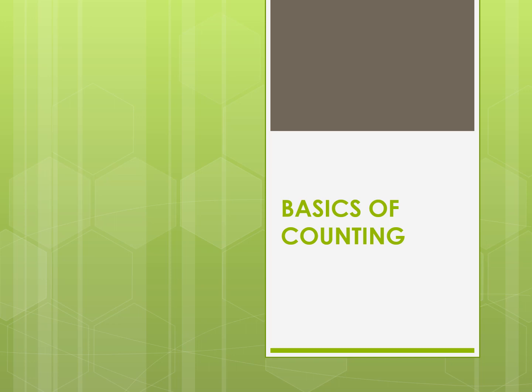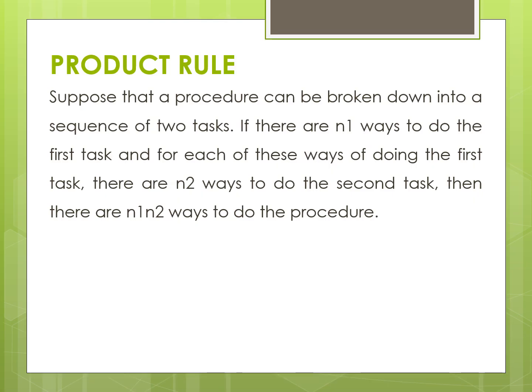Let's now proceed to the first topic, the basics of counting, which includes the product rule and the sum rule. In the product rule, a procedure can be broken down into a sequence of two tasks. If there are n1 ways to do the first task, and for each of these ways there are n2 ways to do the second task, then there are n1 times n2 ways to do the procedure.